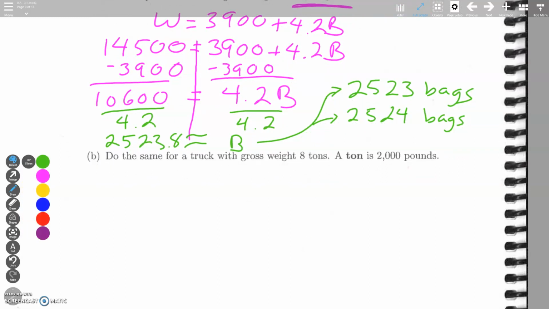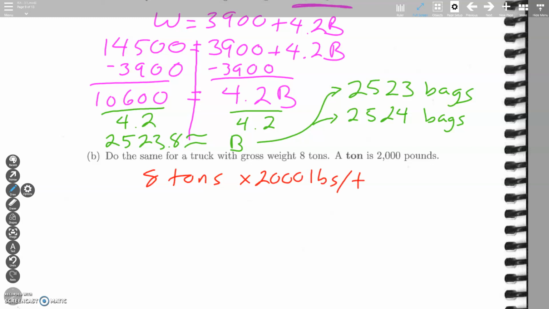Switch colors here. Do the same for a truck with a gross weight of 8 tons, and 1 ton is 2,000 pounds. Okay, so we have 8 tons times 2,000 pounds per ton, that's going to give us 16,000 pounds. Since our equation is working in pounds, we need to keep it in pounds. So we're going to use that 16,000 instead of 8.